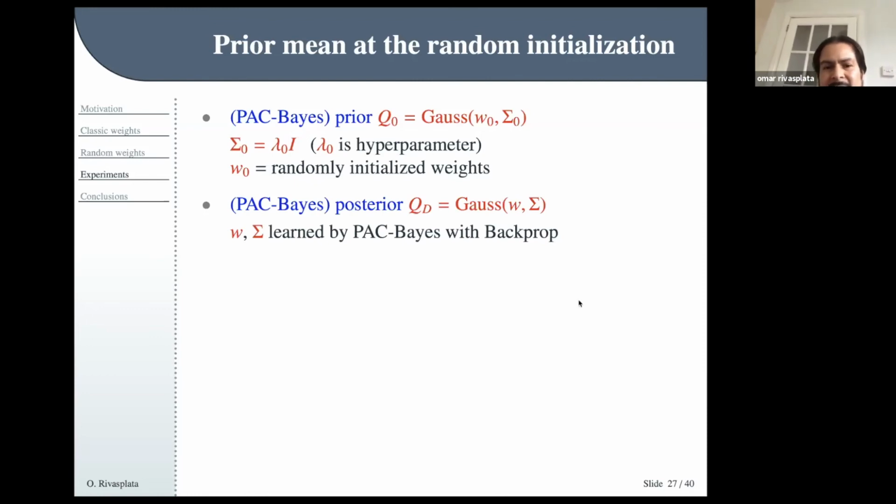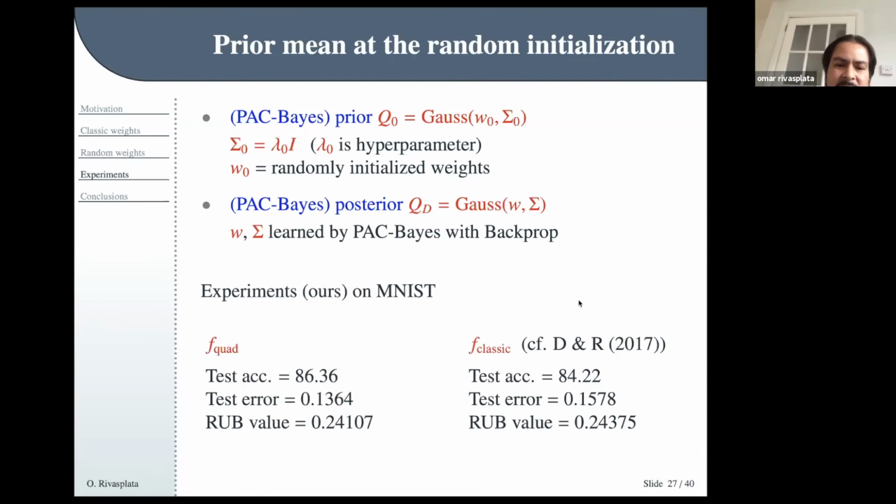And then what happened with that? Just for quick comparison, training with F quadratic gave us test errors of about 0.13, about 0.14.